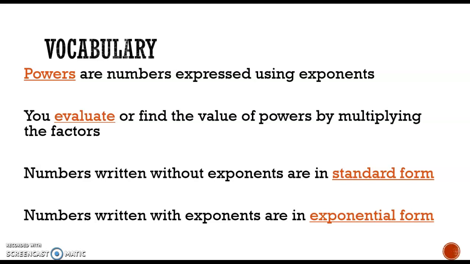So the number 14 is standard form. The number 107 is standard form. Numbers written with exponents are exponential form. So that's your 2 to the 3rd, 5 to the 8th. Those are exponential form because there are exponents in them.